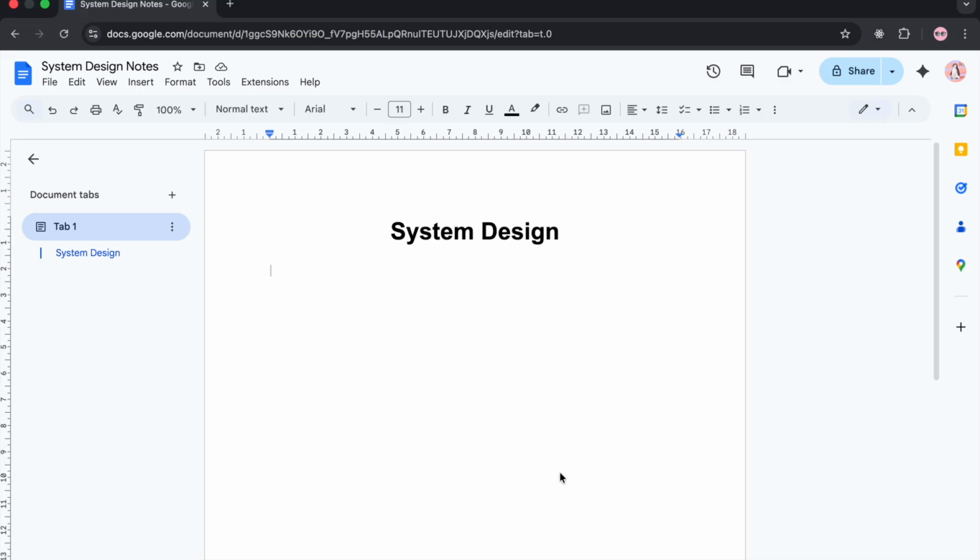So what is system design? System design is basically breaking bigger problems into smaller components, and designing those components so that they work together, right?